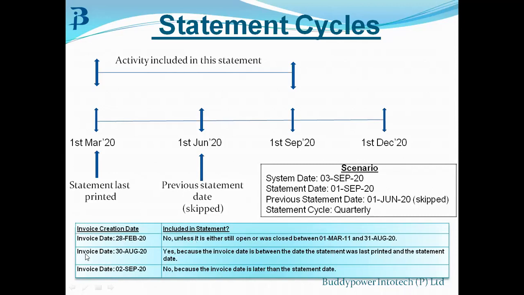So what about the invoice which was created on 30th August? Yes, this will be shown because the invoice date is between the date of the statement which was printed previously and the statement date. The statement date is 3rd September, right? And the one which was printed earlier was 1st March. And 30th August falls in between. So this invoice also will be shown in the statement.